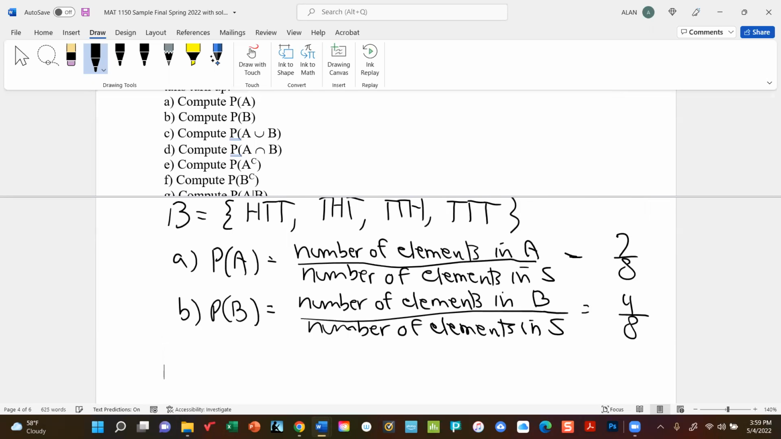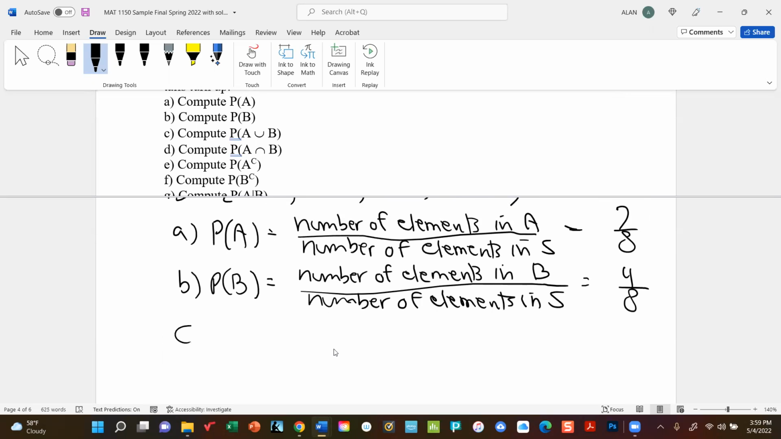Okay, now when that's finished, most of these can be calculated very easily from the rules that we know, but for C, there's one extra step. The probability of A union B can be calculated from the addition rule.